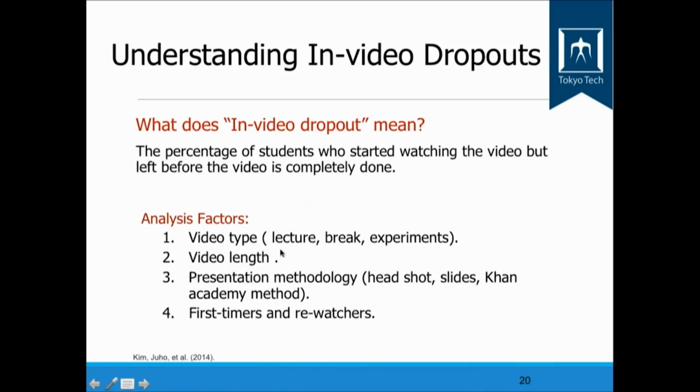And they analyze the videos based on these factors. On type: is it a lecture, a break video, an experiment, or an additional academic video? The video length and the presentation methodology: is it a headshot, a slide, or the Khan Academy method? And first-timers versus rewatchers.